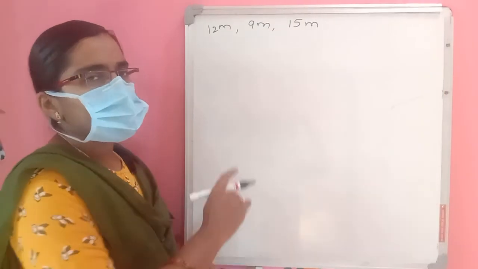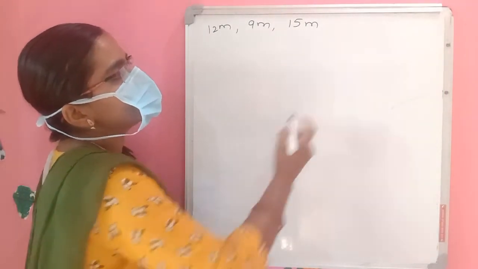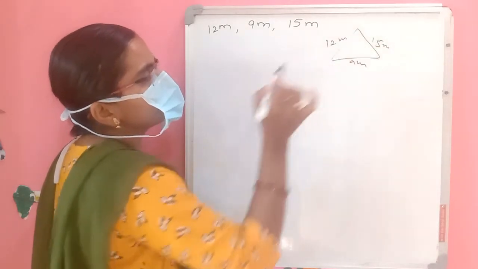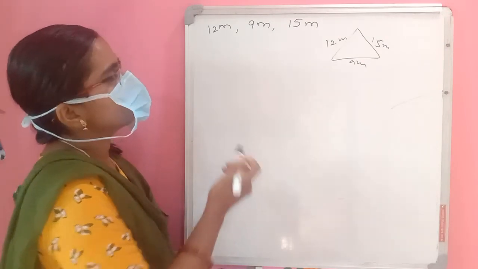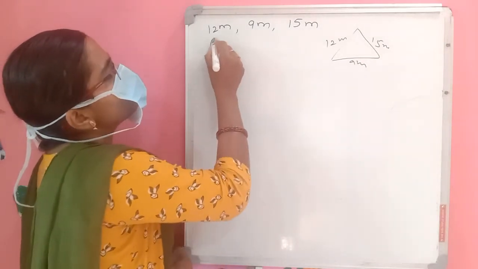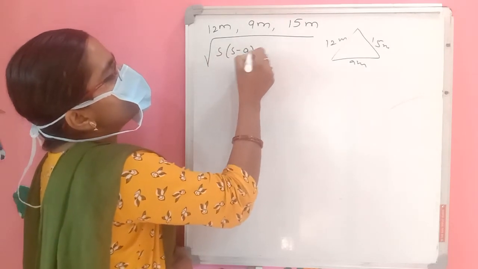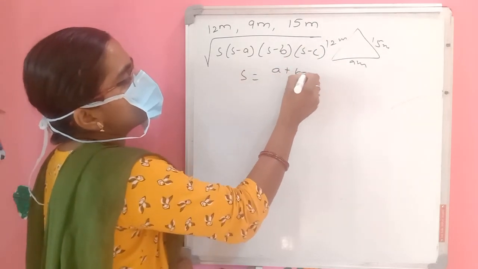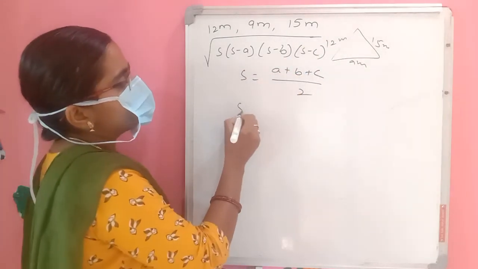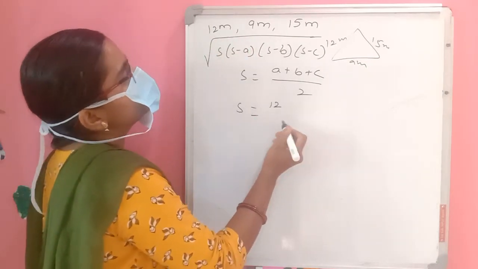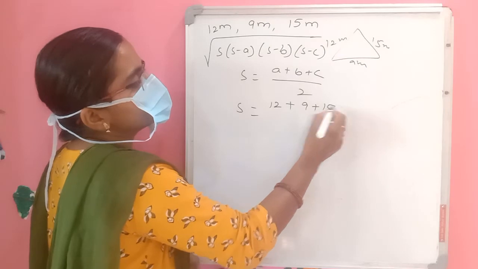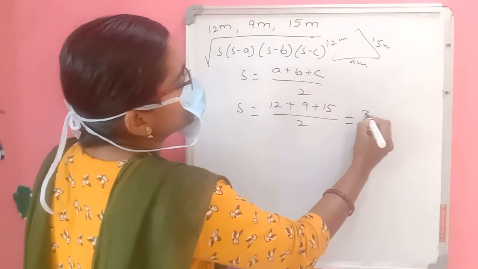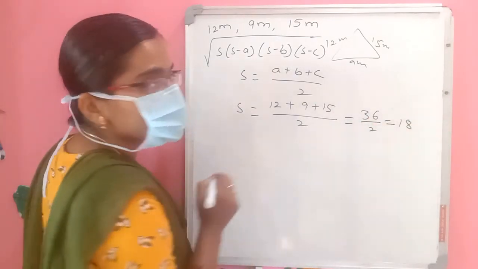This is the process. 12 meter, 9 meter, 15 meter. These are the sides of a triangle. So one side is 12 meter, second is 9 meter, third is 15 meter. Then find out the area of that triangle. So we have Heron's formula. By using Heron's formula, the area is square root of s into (s minus a) into (s minus b) into (s minus c), where s is equal to (a plus b plus c) by 2. So find that s first. The first side is 12, second side 9, third side 15, by 2. 12 plus 9 is 21, 21 plus 15 is 36. 36 by 2 is 18. s is 18.